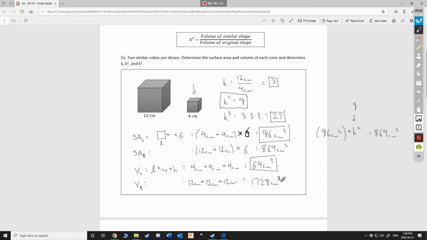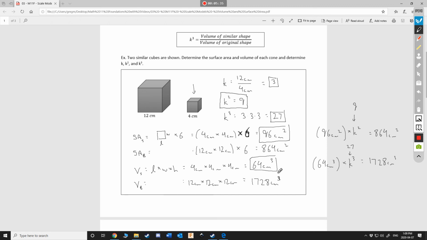But again, instead of having to calculate the whole new one separately, I could have taken that 64 centimeters cubed and multiplied it by my k cubed factor. And k cubed we found to be 27. So we're going to say 64 times 27. Guess what? 1728 centimeters cubed. It's the same as what we found.